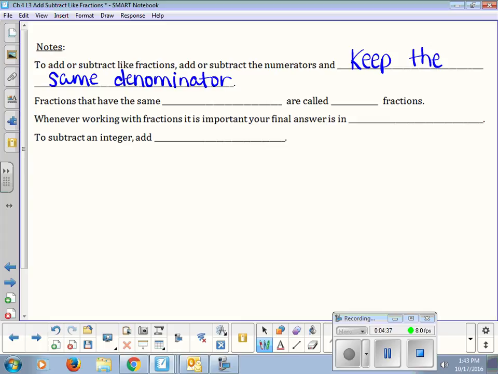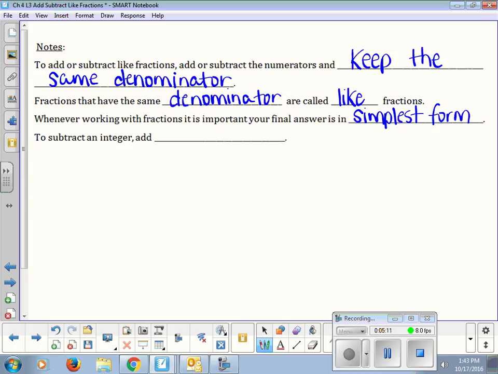Okay, fractions that have the same denominator are called like fractions. So today we are working on adding and subtracting like fractions, which means they're going to have the same denominator. Wow, it's so easy now. Whenever working with fractions, it's important that your final answer is in simplest form.